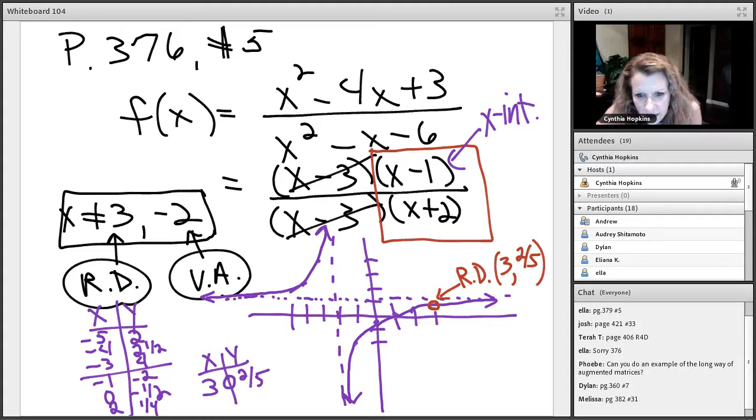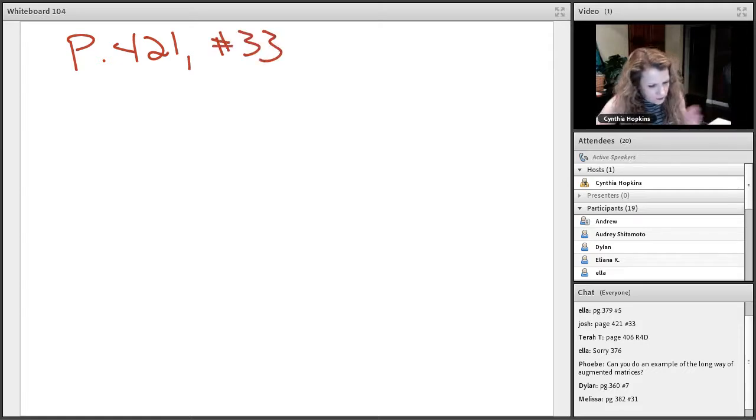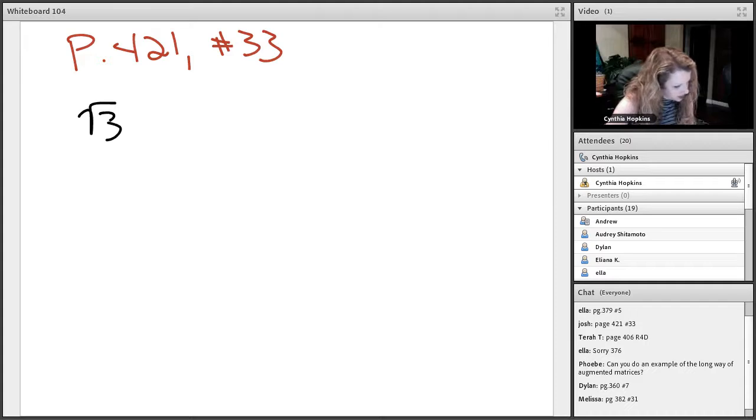Okay, now we've got some questions. All right, Josh has a question on page 421, number 33. Okay, they are asking us to simplify. The directions say transform the given expression to simplest radical form. And so we have the square root of 3 minus 1 over the square root of 2 minus 1.